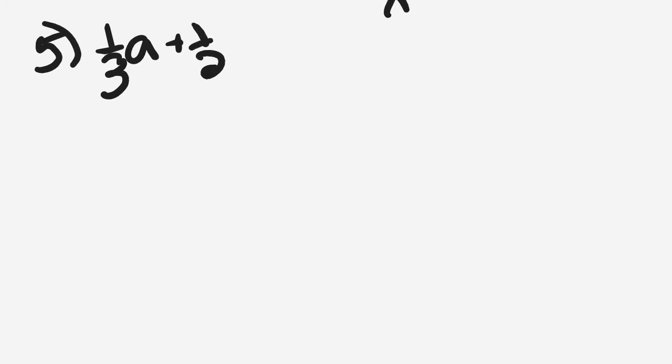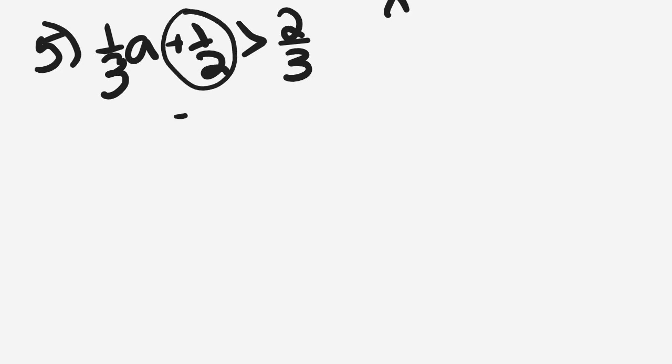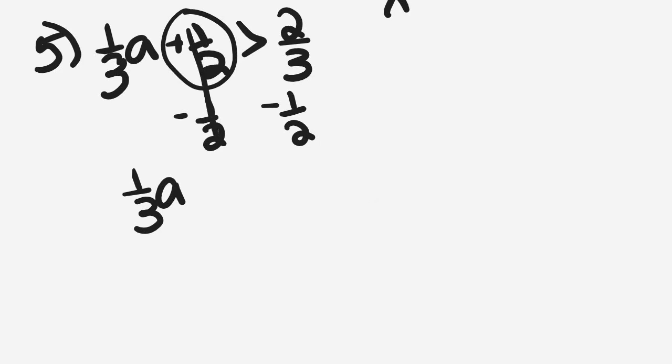All right, plus 1/2 greater than 2/3. Oh, so many fractions. We'll make it though. We're going to move the easy Lego first, and although it doesn't look like it, it is this 1/2. So we do minus 1/2 and minus 1/2. That's going to be 1/3 A. Those are going to cancel.